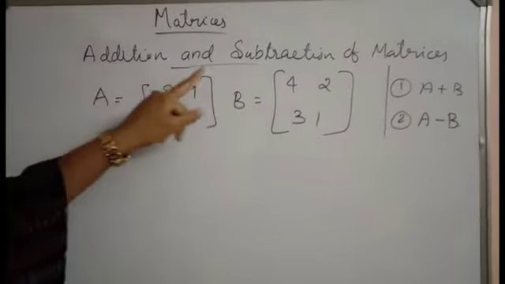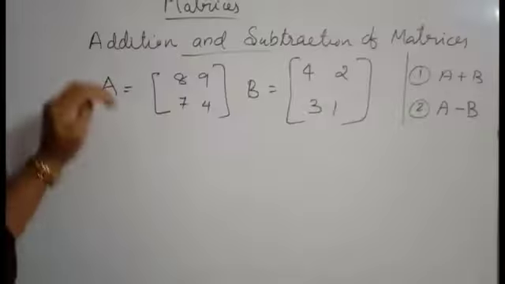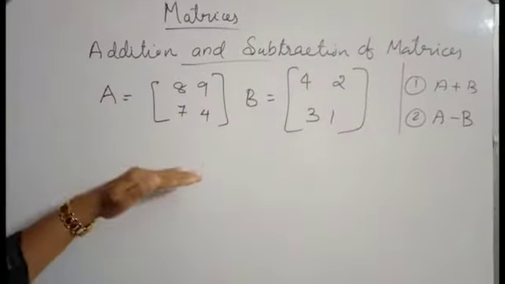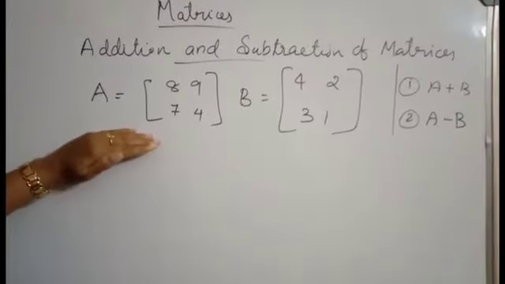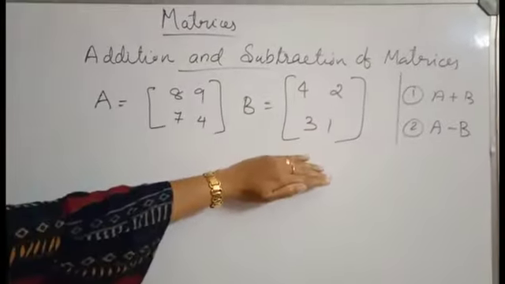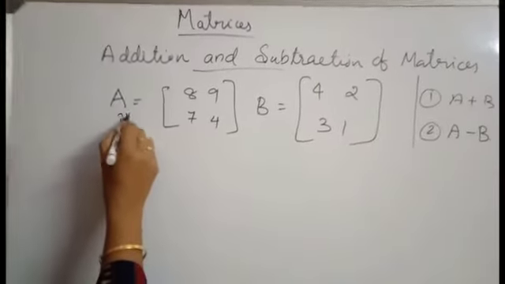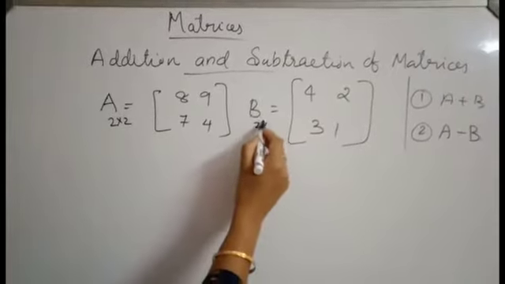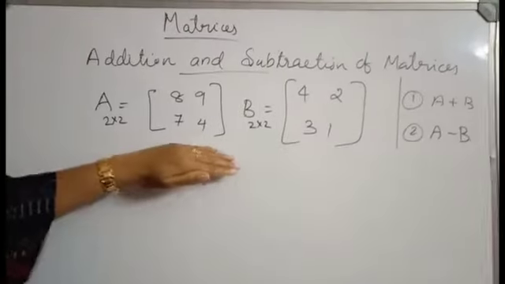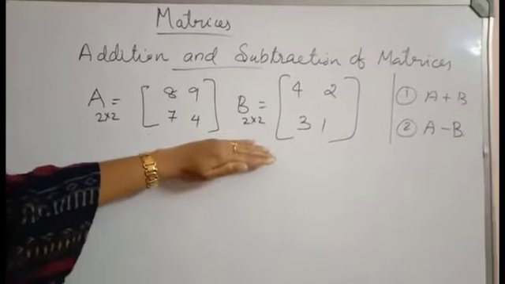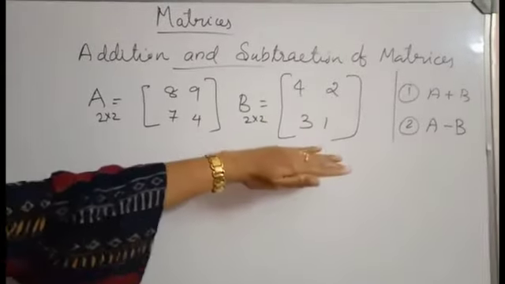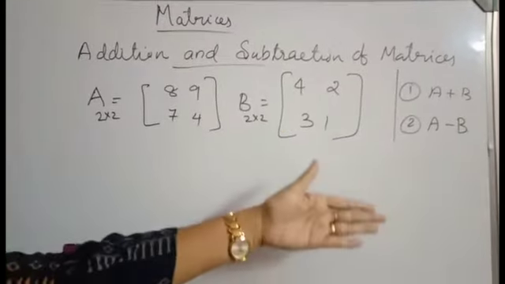Now, the addition and subtraction of matrices. Addition and subtraction of matrices are possible only when both matrices have the same order. Here this matrix A is of order 2 by 2 and the matrix B also has order 2 by 2, so the addition is possible. It is not necessary that it should be a square matrix. It can even be a rectangular matrix as well.